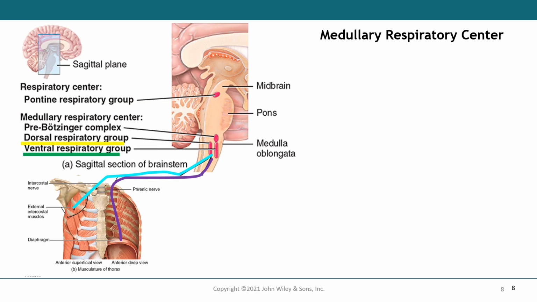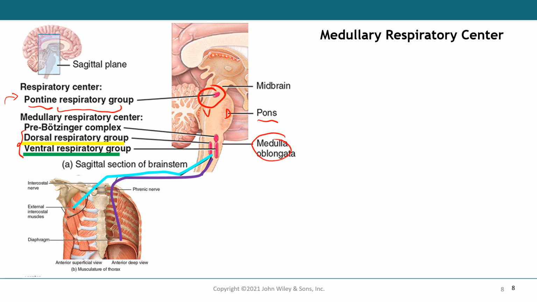So this diagram is taken from the respiration chapter of your textbook. And here, if you remember, we have this pontine, and in this case, it has the respiratory group. We're studying the pons here. There is a ventral region and a dorsal region, and the pontine is here. This one interacts with the dorsal respiratory group and the ventral respiratory group of the medulla oblongata.